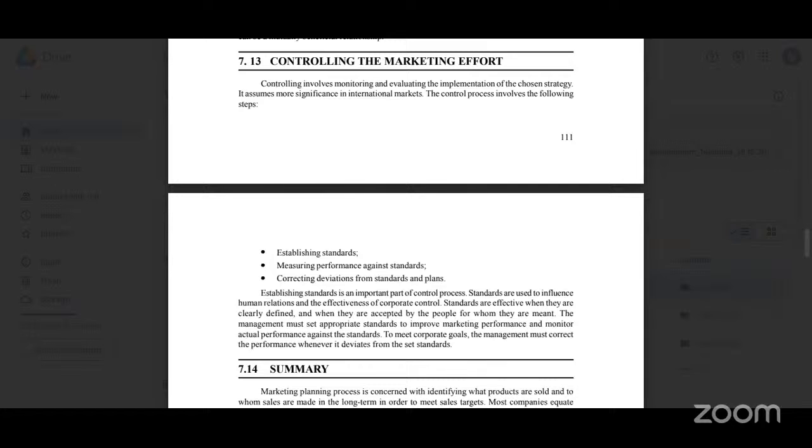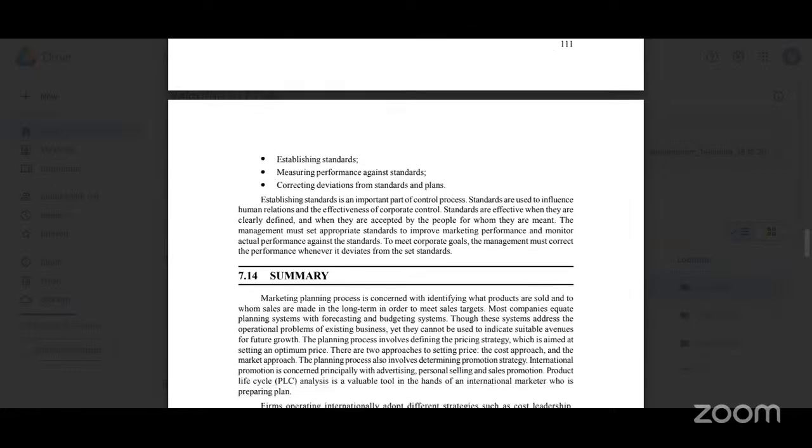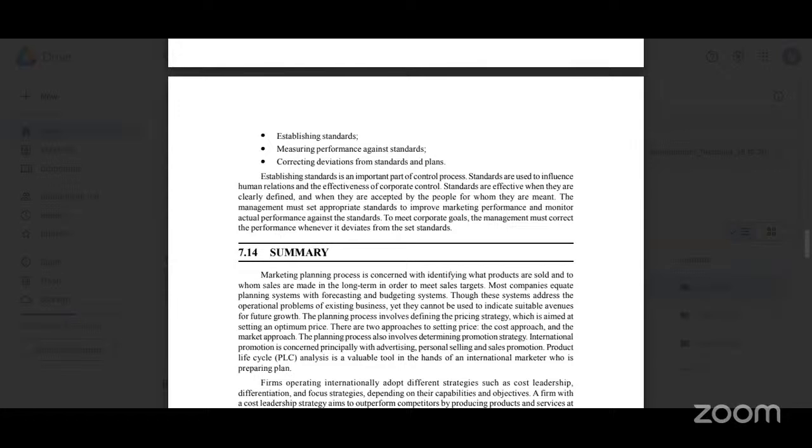So the control process involves three steps. First is establishing standards itself. Second is measuring performance against the standards. And third is correcting deviations from standards and plans. Establishing standards is an important part of the control process. And what are standards? They are benchmarks. They are used to influence human relations and effectiveness of corporate control.